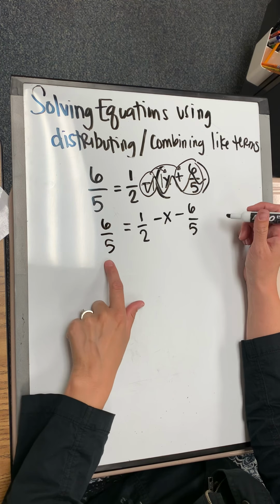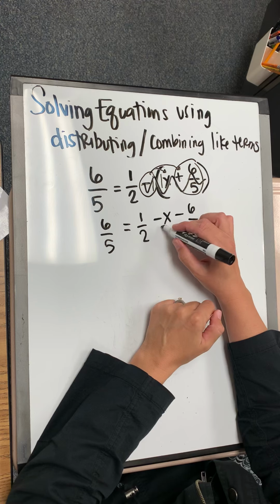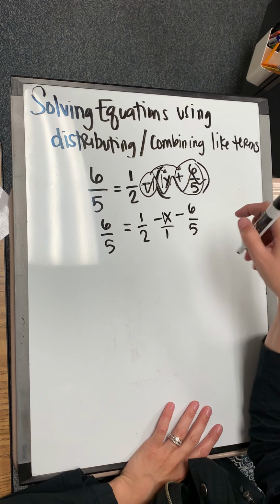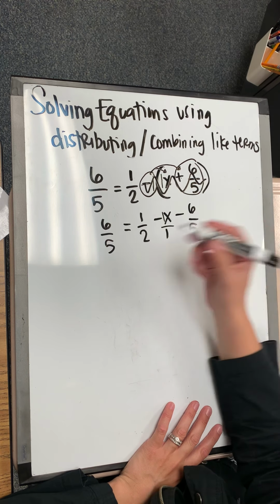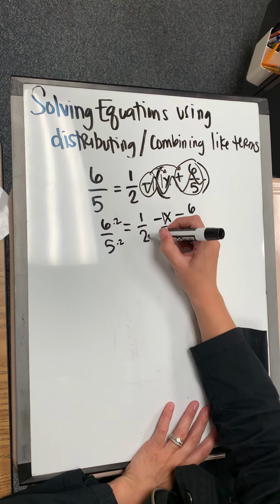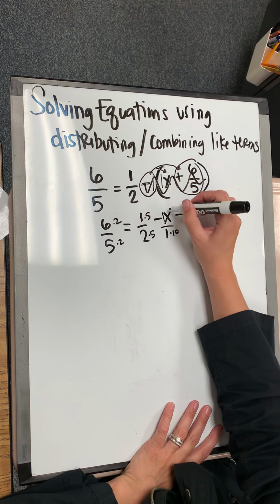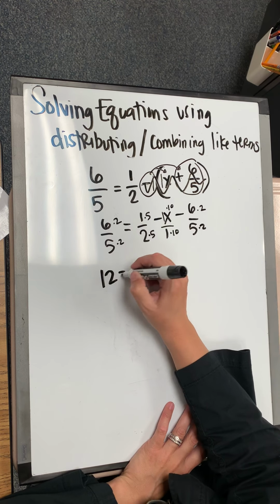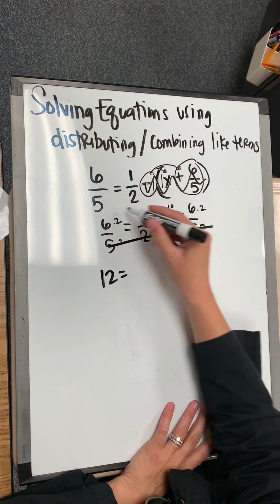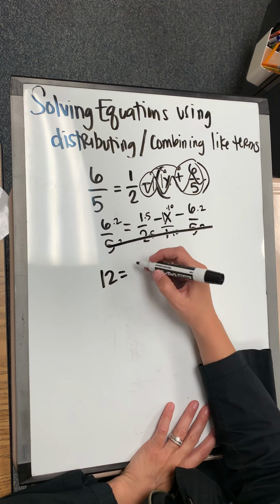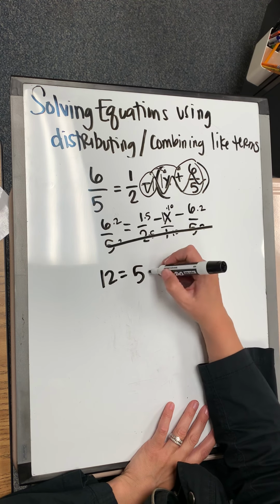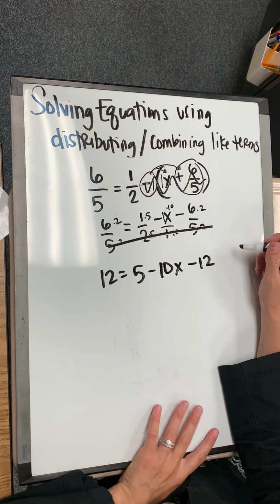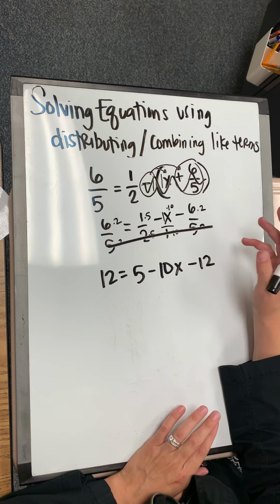What I'll notice is this: I have fractions with different denominators. This one is really over 1, it would be 1 over 1, totally okay. I can get my common denominator, which is 10. I can see that 5 and 2 both go into 10. So I'll times this by 2 to get it to 10, this by 5 to get it to 10, this by 10 to get it to 10, and this by 2 to get it to 10. What that does for me is it makes it so I don't have to worry about the denominator. I just have to worry about the top. So 12 is equal to 5 minus 10x minus 12. So now it's a matter of combining like terms.